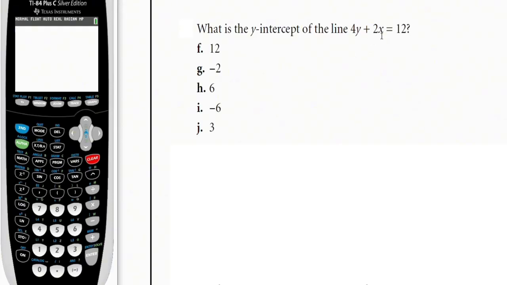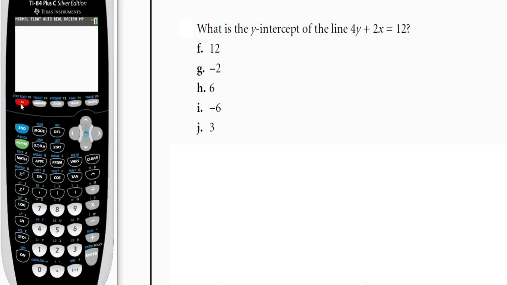To begin with, this 2x will cross over the equality sign and it will change to a negative value. So we're going to have 4y equals 12 minus 2x. Alright, so at this point now, you divide both sides by 4. So when you divide both sides by 4, your y will now be 12 minus 2x, over 4. Okay, so let's plot the graph of 12 minus 2x over 4 on the calculator.